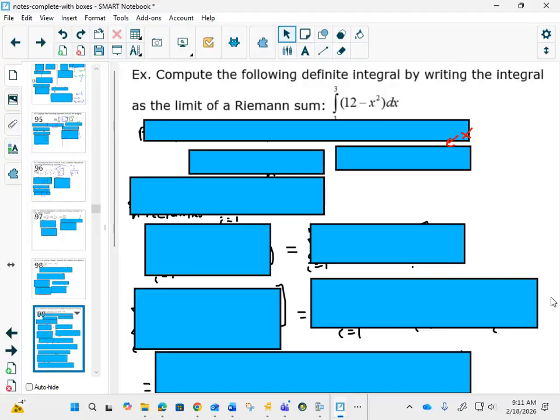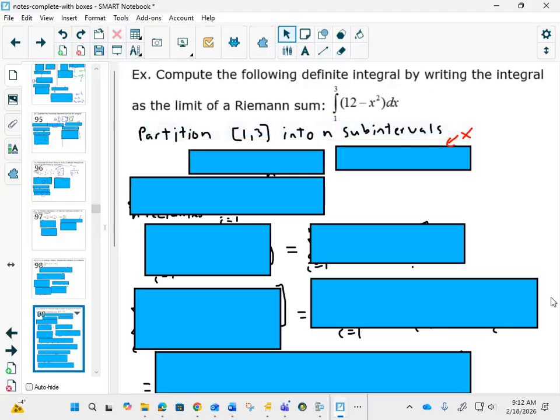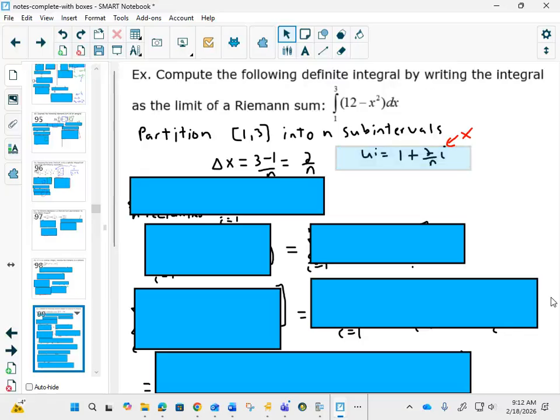So we're going to compute the following definite integral by writing the integral as a limit of a Riemann sum. So we have the interval from 1 to 3 into n subintervals. So your change of x is going to be 2 over n. And your u_i, if your starting point is 1, then 1 plus change of x times i, that's your x.